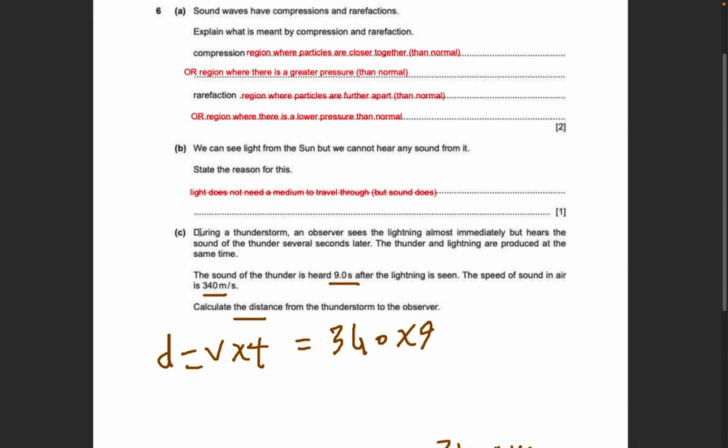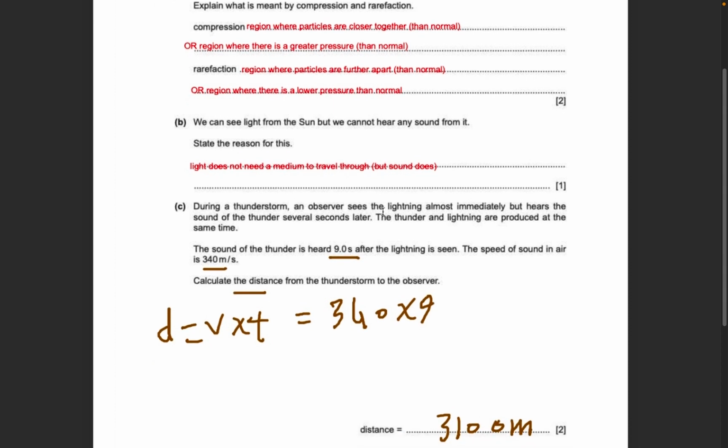C. During a thunderstorm, an observer sees the lightning almost immediately, but hears the sound of the thunder several seconds later. The thunder and lightning are produced at the same time. The sound of the thunder is heard 9.0 seconds after lightning is seen. The speed of sound in air is 340 meters per second. Calculate the distance from the thunderstorm to the observer. Very easy. Distance equals speed multiplied by time. So D equals v times t, equals 340 times 9, equals 3,100 meters.